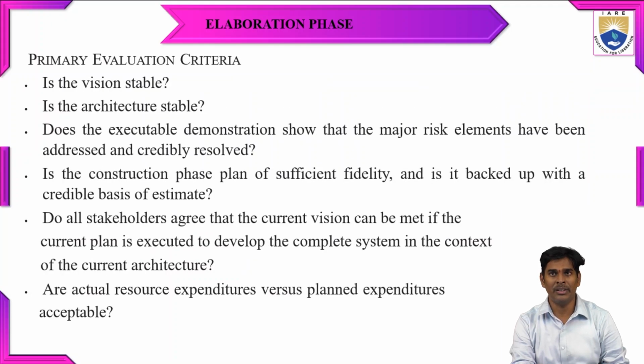Okay. So they're having the various possibilities to verify the architecture. And what will the primary evaluation criteria be? Okay, so the primary evaluation criteria: the first one is the vision stable. So they need to check that when they're considering some design part, whether it will be applicable for that vision or not. And the next one is the architecture stable. Okay, so while they're designing the architecture, will this architecture be stable for the software project or not? So they need to verify whether this architecture will be compatible throughout the software project or not.